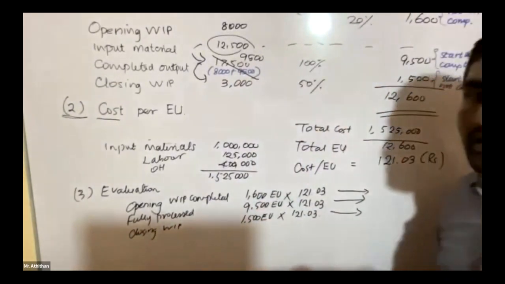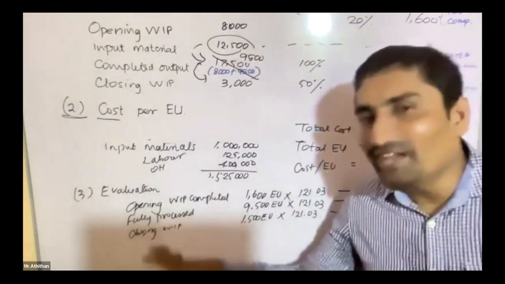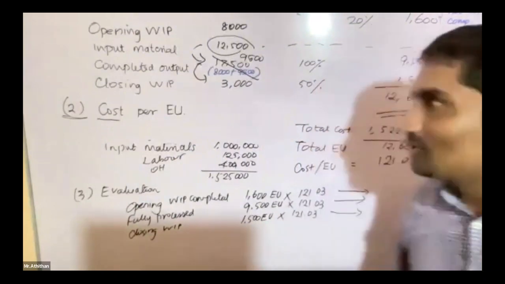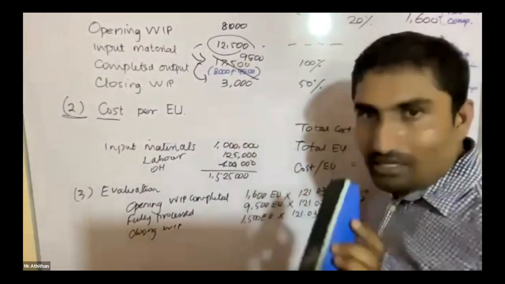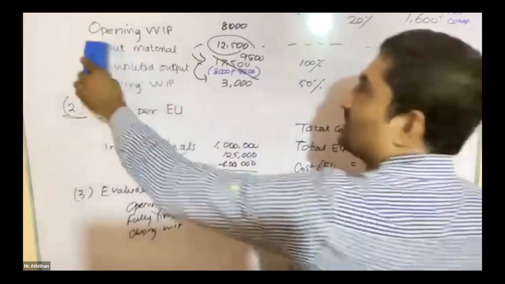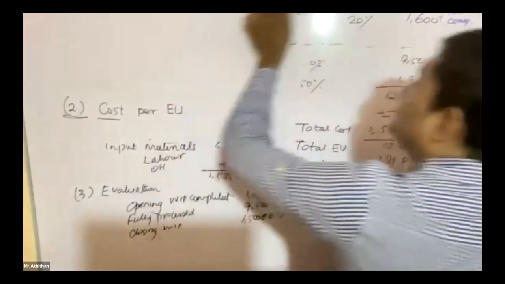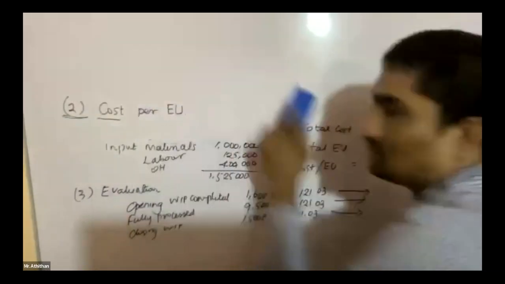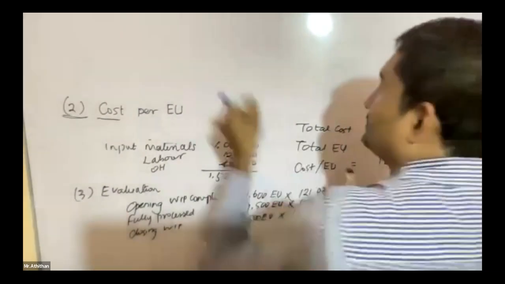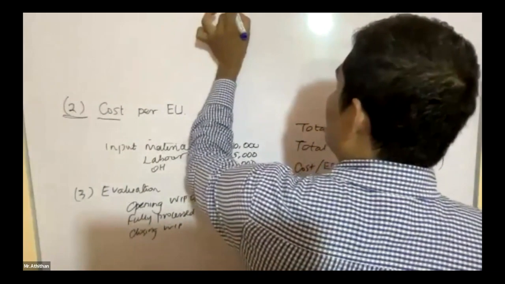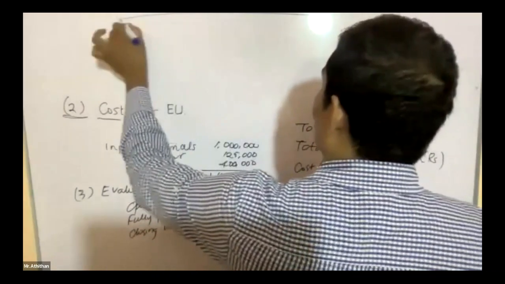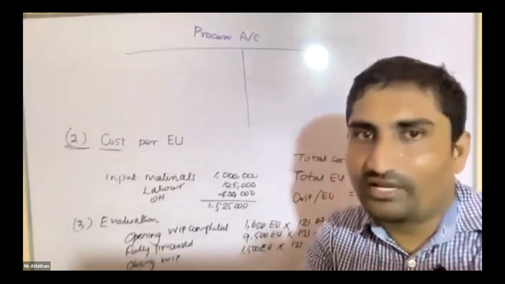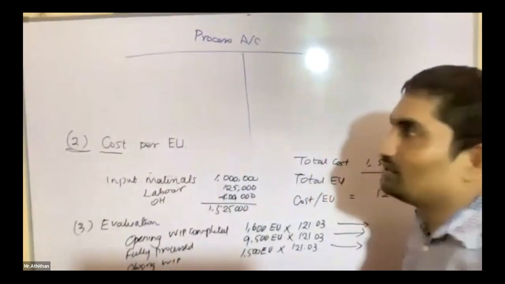Now the evaluation is complete. If the evaluation is complete, next we have to do the process account. Because of the space limitation I am removing this part. Process account. Input side, output side, you know everything.